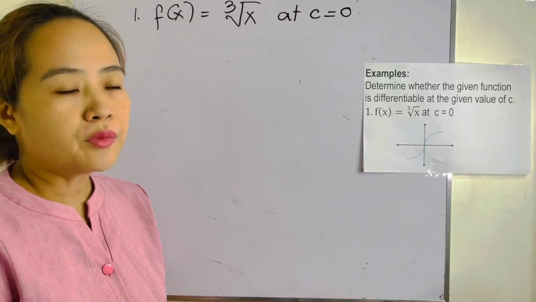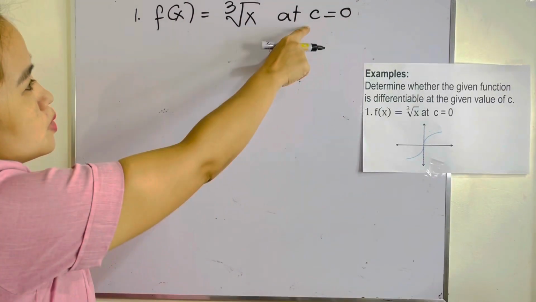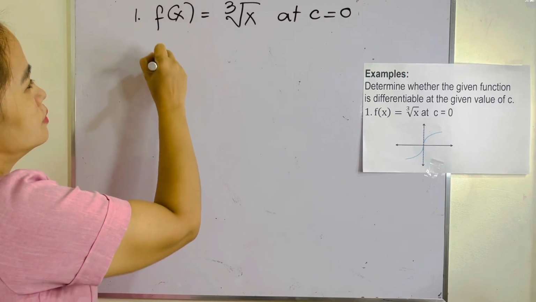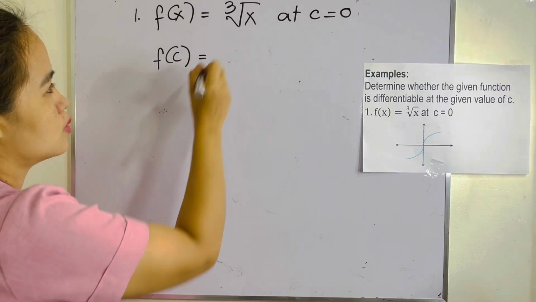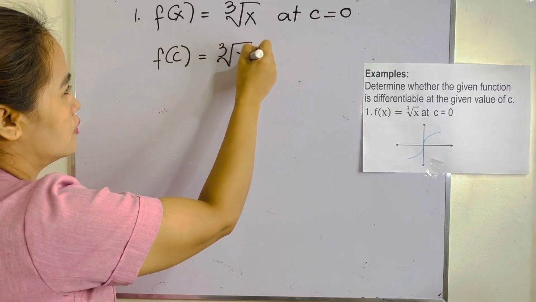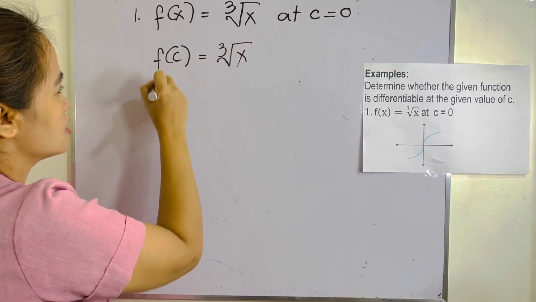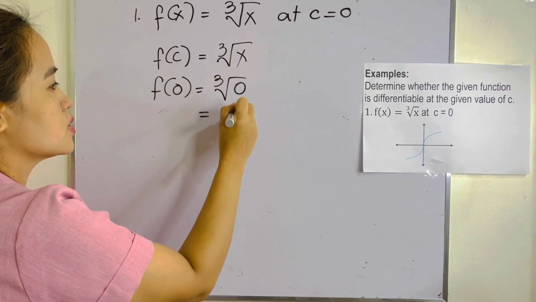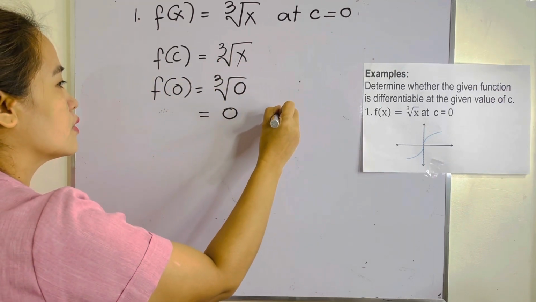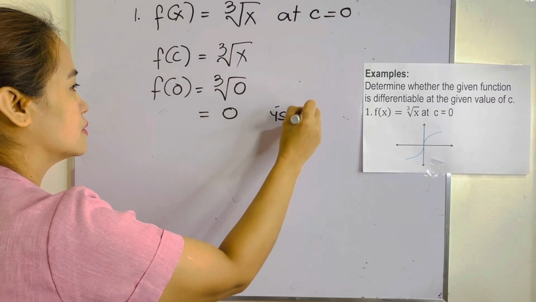Let us determine now whether the given function is continuous at c equal to 0. Let us do the first condition. We have f of c is equal to the cube root of x. Our c is 0. f of 0 is equal to the cube root of 0. So this one is 0. Therefore, this is defined.